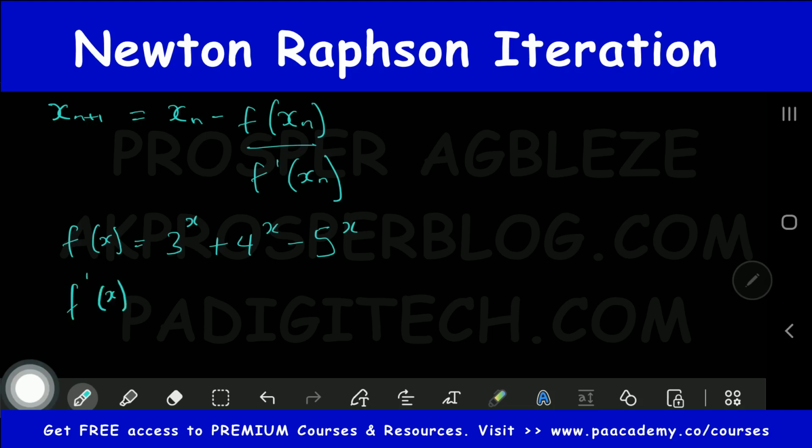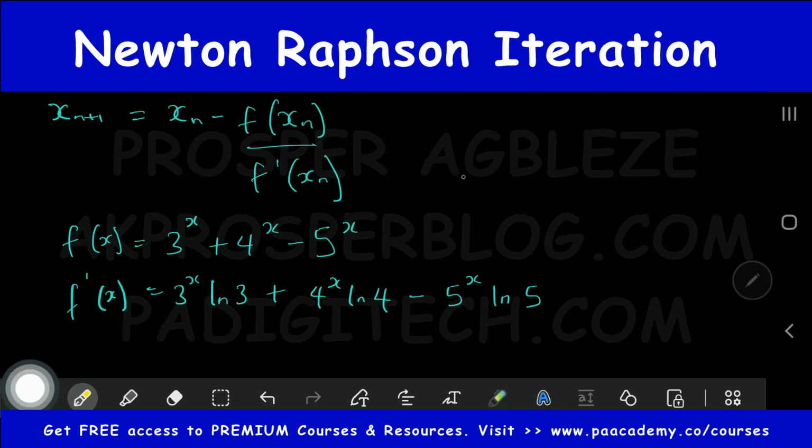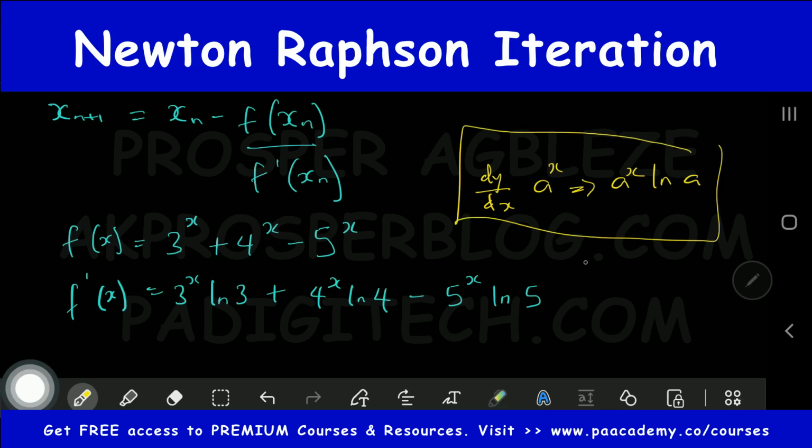Now for f'(x), that means we differentiate f(x). For 3^x it is 3^x ln 3, plus 4^x ln 4, minus 5^x ln 5. You might be wondering how that came about. You just need to take note that the derivative of a^x is a^x ln a. So that is what is playing out here.